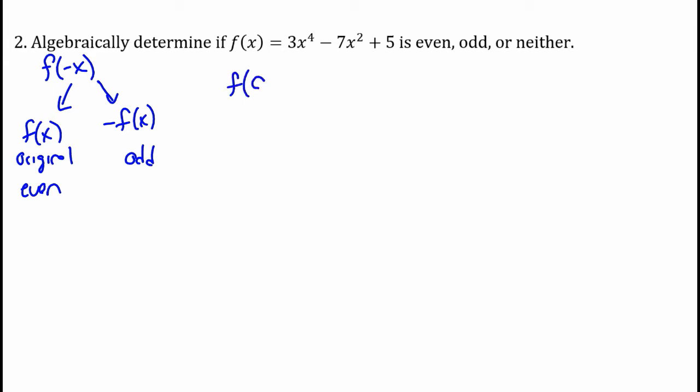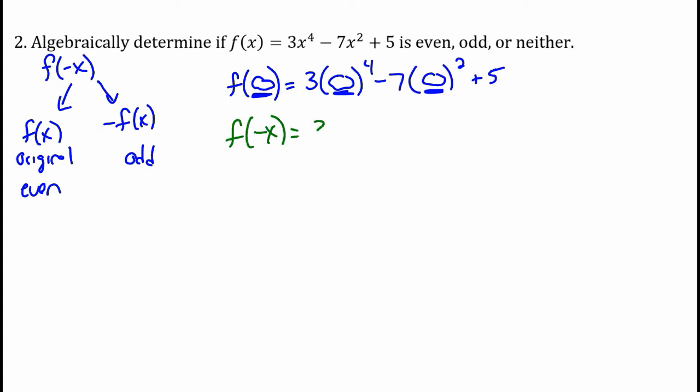So I'm going to switch over to the chicken nugget variable. F of chicken nugget is 3 times chicken nugget to the 4th minus 7 chicken nuggets squared plus 5. That's what this means. Whatever is inside this parenthesis gets put in for that x variable. So if I'm finding f of negative x, I'm doing 3 negative x to the 4th minus 7 negative x squared plus 5. So we plug in negative x into our function. That's what we always do to algebraically see if it's even, odd, or neither.